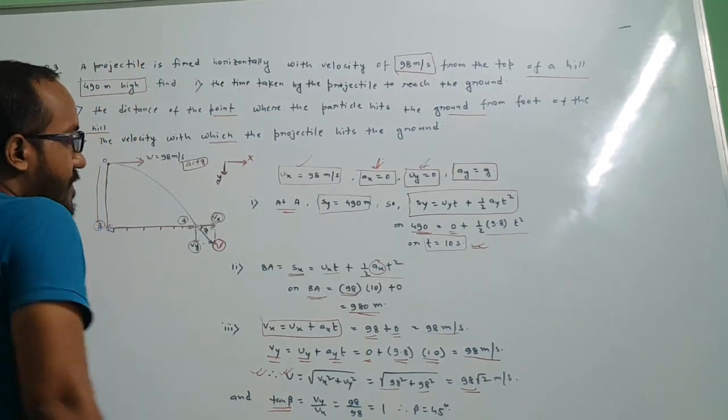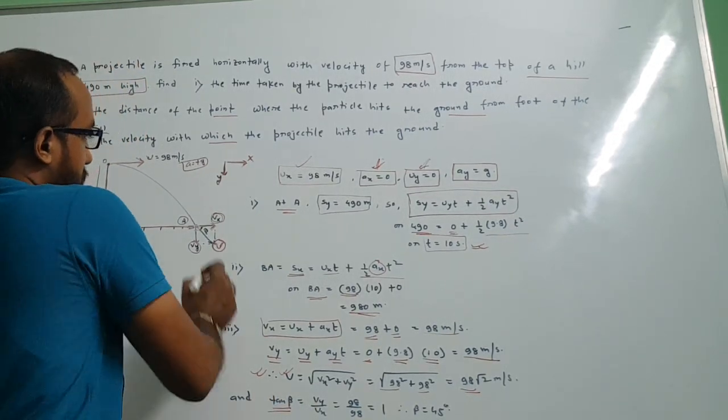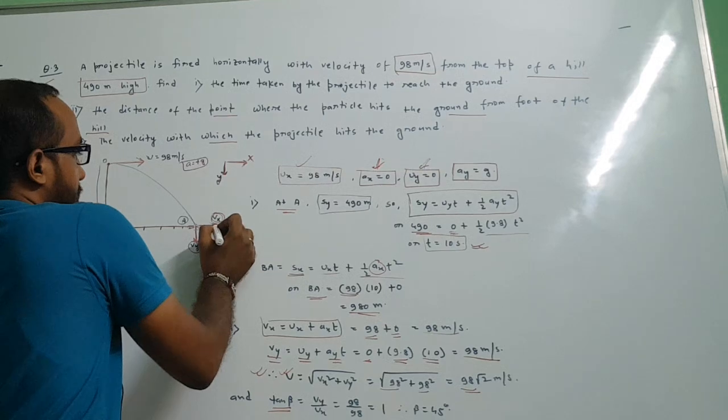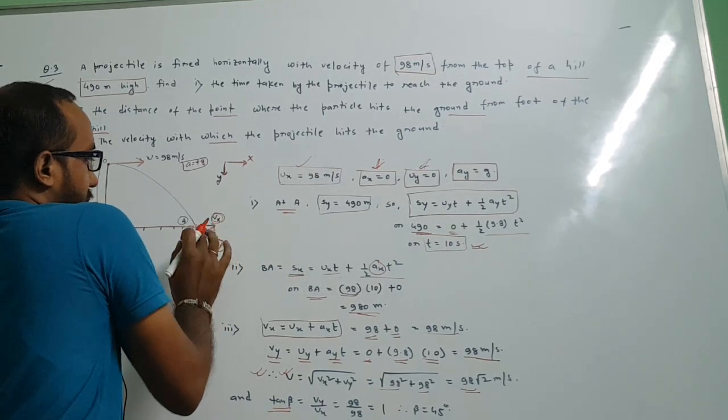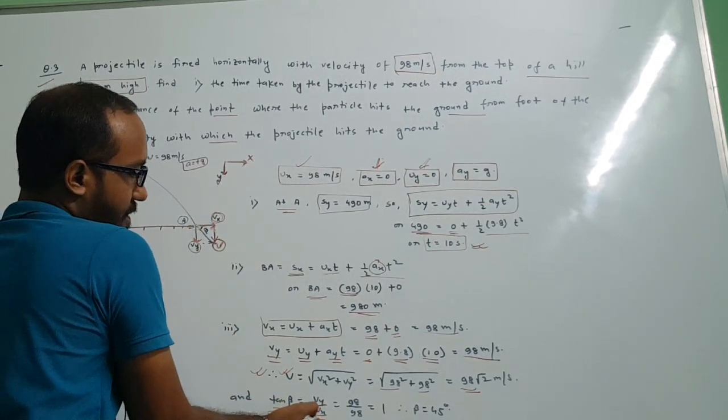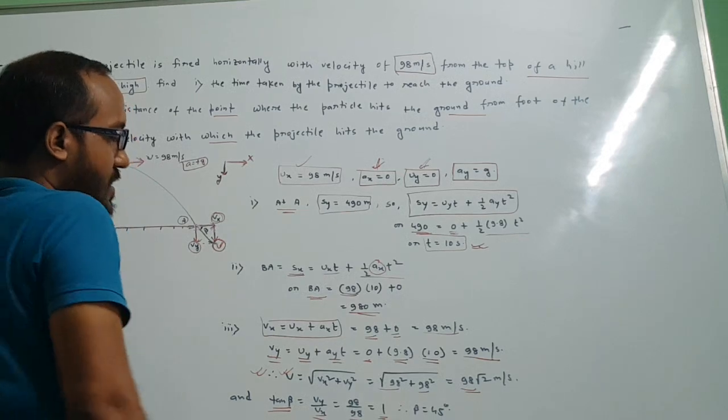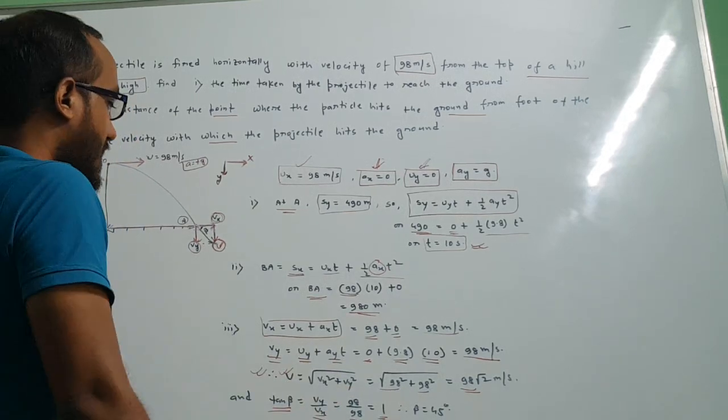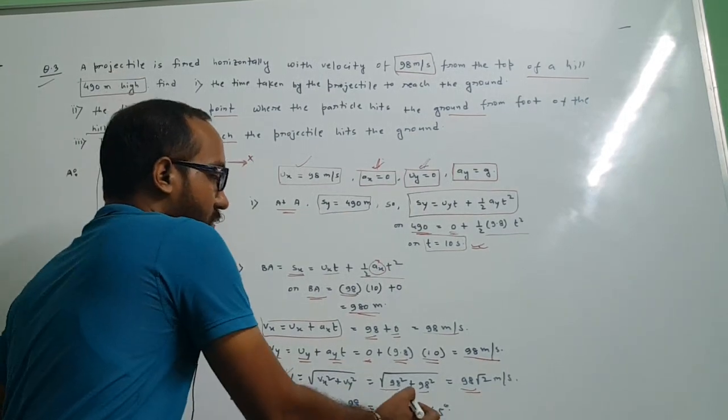Now if you want to find the angle, if this is Vy, then this will also be Vy. So Vy by Vx, 98 by 98, this is 1. So tan beta is 1, so beta should be 45 degrees.